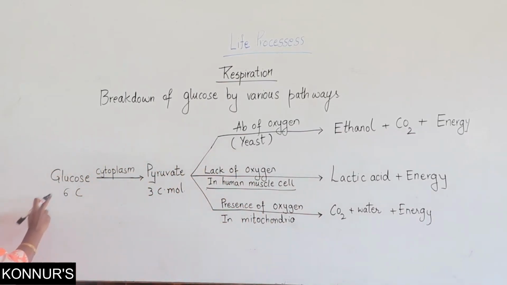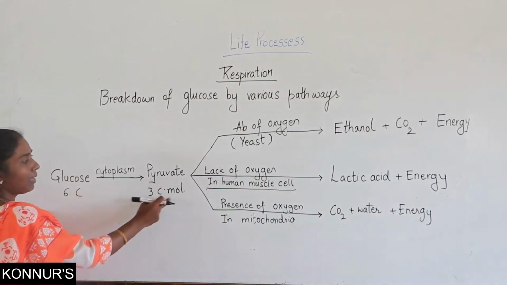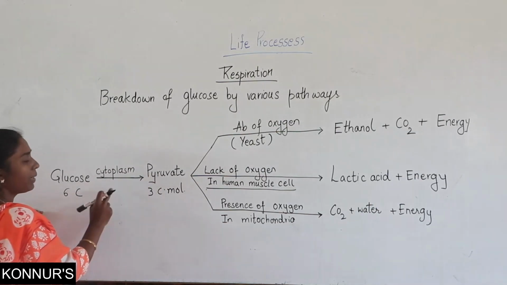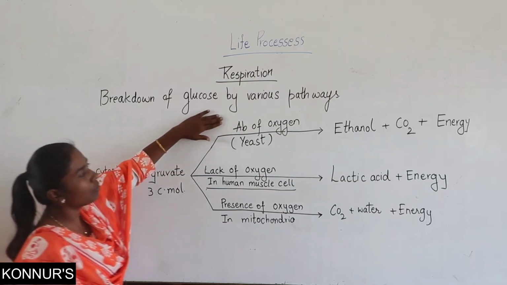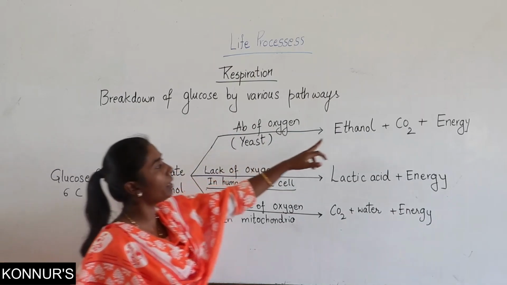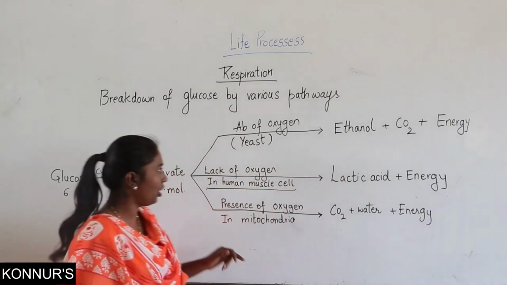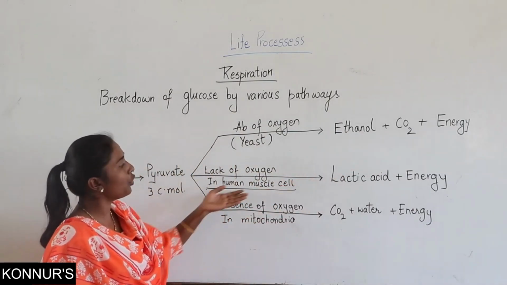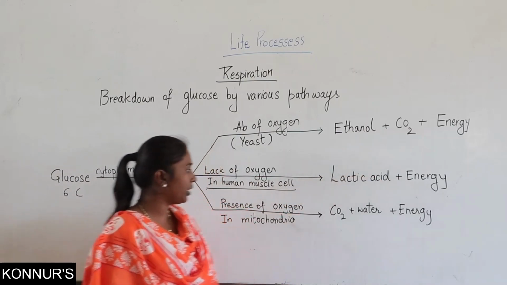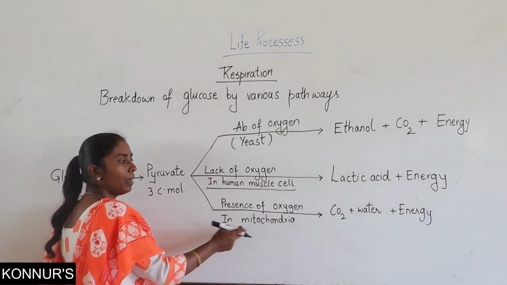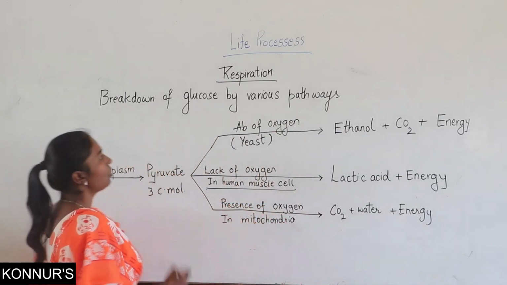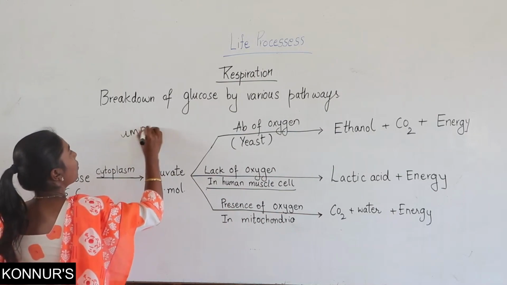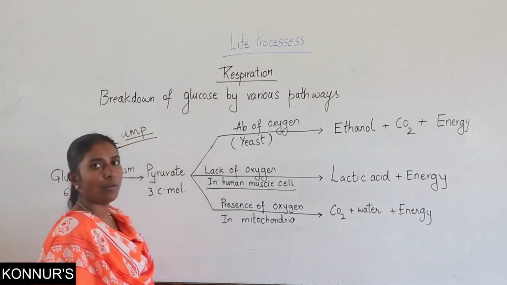Once again, in a gist, in the breakdown of glucose by various pathways, the 6 carbon is broken down into a 3 carbon molecule, which is pyruvate, and this breaking down process takes place in the cytoplasm. In the absence of oxygen, that is in yeast, the end products are ethanol, carbon dioxide and energy. When there is lack of oxygen in human cells, lactic acid and energy are formed. In the presence of oxygen in mitochondria, carbon dioxide, water and energy are formed. Remember children, this is a very important question from the examination point of view.